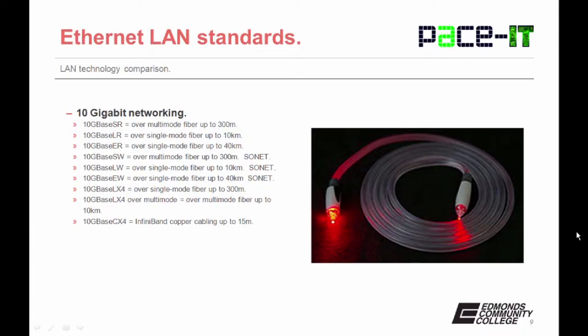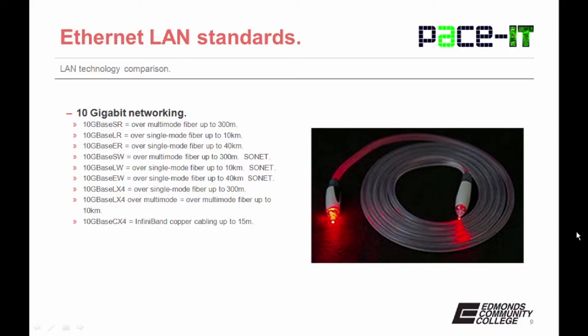10G base SW is transmissions over multimode fiber up to 300 meters. It is SONET compatible. 10G base LW uses single mode fiber. It can go up to 10 kilometers, also SONET compatible. There's 10G base EW, transmissions over single mode fiber. Those go up to 40 kilometers, also SONET compatible.